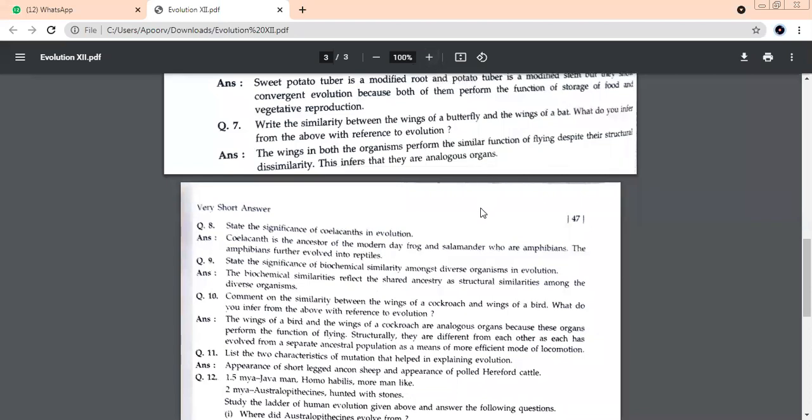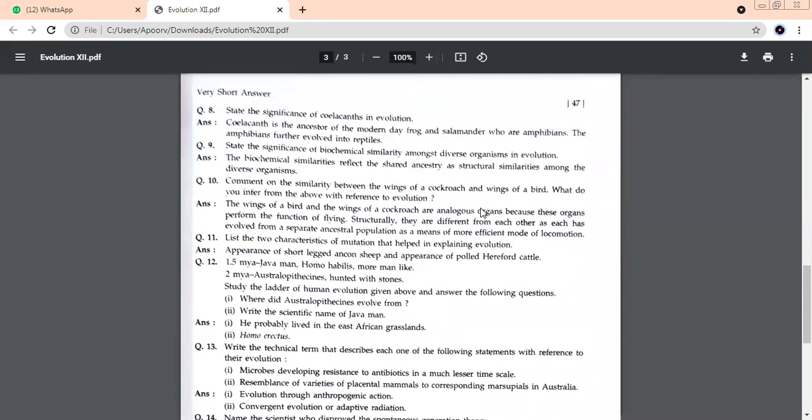Let's move on to this. Class 10th, you've done homologous analogous. State the significance of coelacanth in evolution. Coelacanth we did yesterday, ancestors of the modern day frogs. Okay? They are the ancestors of the frogs that we have today, modern day frogs. And you know frogs are amphibians. And when we talked about evolution, we said amphibians further evolve into reptiles. I made you learn that day many times.